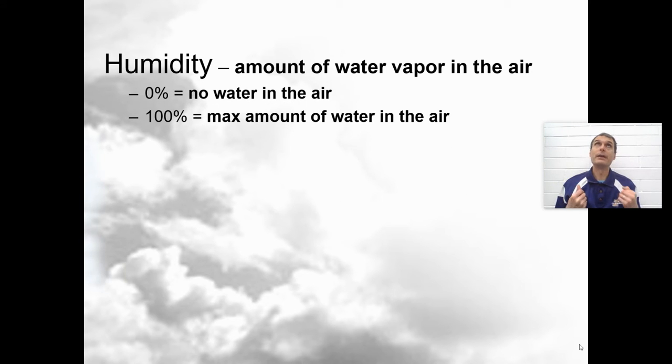Humidity is a measure of the amount of water vapor that's in the air. The minimum amount would be 0%. There's no water in the air. It just really doesn't happen. And then the maximum amount that the air can hold is 100%. So if we go beyond 100%, we get precipitation or condensation or both. So we either get clouds and rain if we go above 100% humidity.